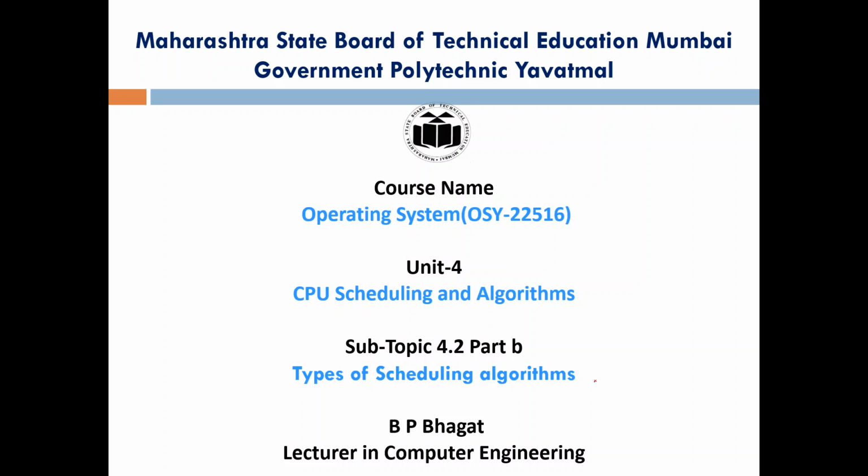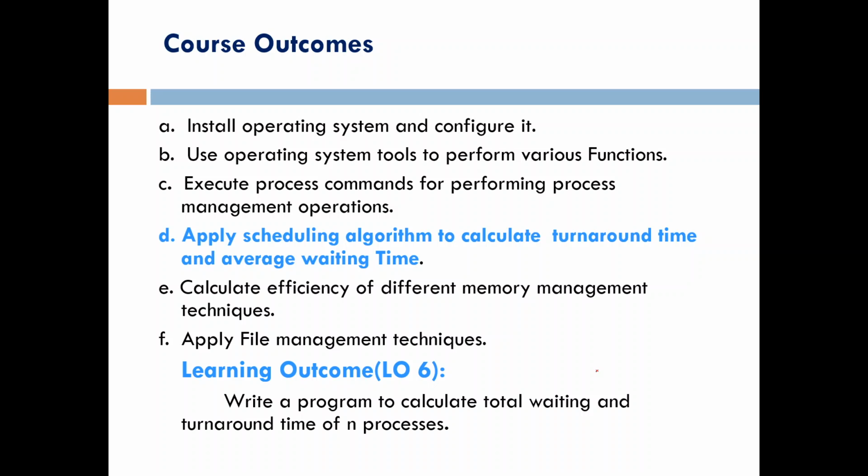Dear student, in this session we will discuss the subtopic 4.2 Part B Types of Scheduling Algorithm from Unit number 4 CPU Scheduling and Algorithms. Now the course outcome is you will be able to apply the scheduling algorithm in order to calculate the turnaround time and the average waiting time, and the learning outcome is you will be able to write a program to calculate the total waiting and turnaround time for n number of processes.